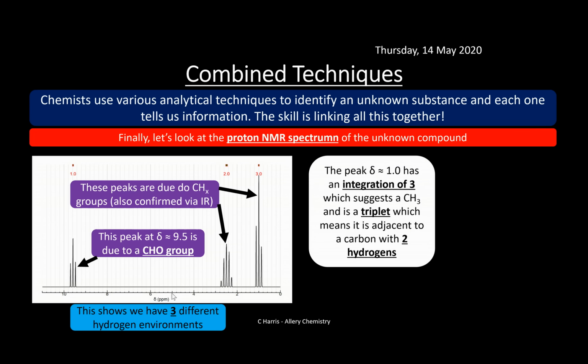So the peak at 1, which is this peak here, okay, so this has an integration of 3, which suggests a CH3, and there's a triplet, which means it's adjacent to a carbon with 2 hydrogens on it. Okay, so we can see it's got 3 hydrogens on, and it's next door to a carbon with 2 hydrogens. So that could be a CH2, CH3, perhaps.